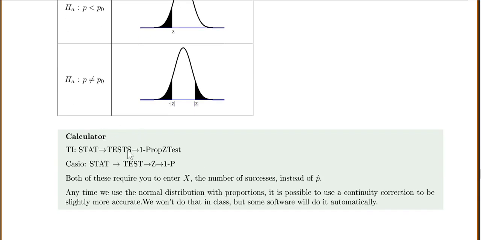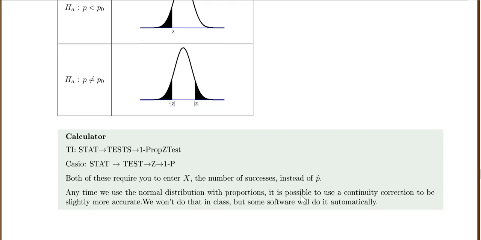Okay, this will show you how to do it in your calculator. Note that both of these require you to enter x, which is the number of successes, instead of p hat. It's just the way they programmed these two specific calculators. Some want p hat, some want x, the number of successes.